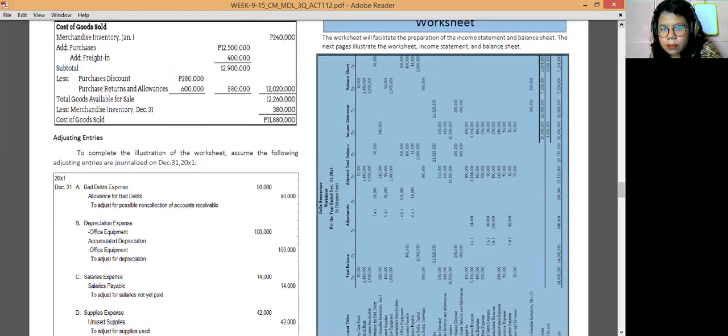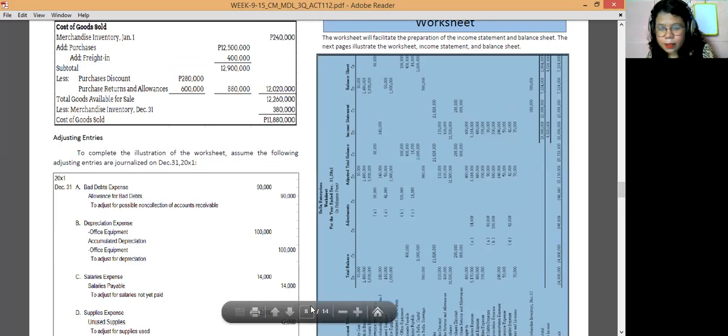So, the worksheet will facilitate the preparation of the income statement and balance sheet. The next page illustrates the worksheet, income statement, and balance sheet. So, ito yan. So, pwede nyo siyang i-zoom in para makita nyo, pero ipapakita ko yung sa Excel. Okay? Ito po siya.